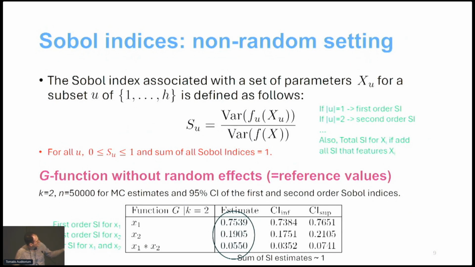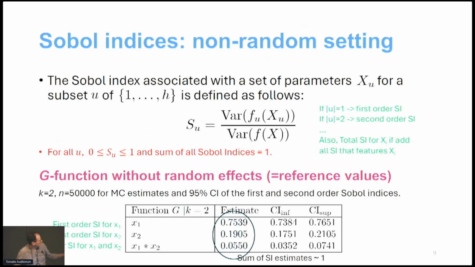So with the toy example, the G function with two variables, we first computed the Sobol index for parameters that were set to 0, A1 is 0, and A2 is 1. And so we got Sobol index first order and second order. So second order is for interaction, first order is for main effect.